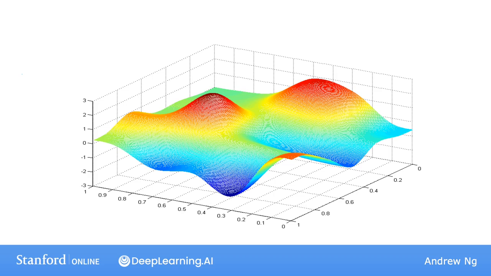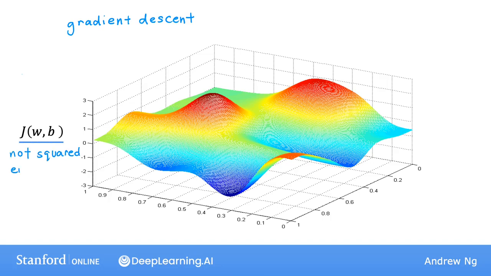Let's take a look at an example of a more complex surface plot J to see what gradient descent is doing. This function is not a squared error cost function. For linear regression with the squared error cost function, you always end up with a bow shape or a hammock shape. But this is a type of cost function you might get if you're training a neural network model.